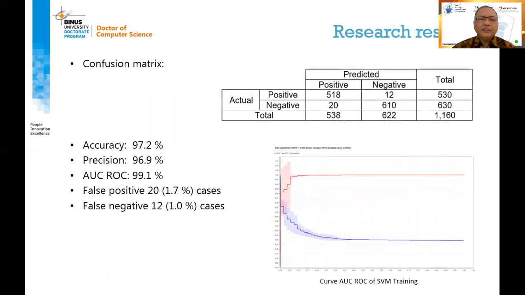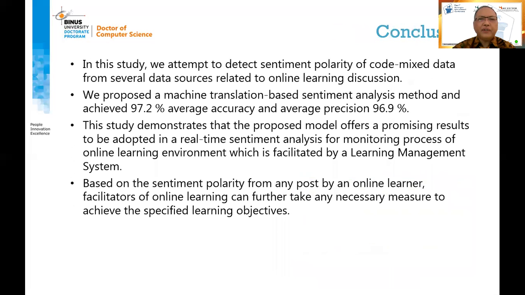So this is the result. The average accuracy from tenfold cross validation, we got 97.2%, precision 96.9%, and area under the curve of ROC is 99.1, and false positive is 1.7%, and false negative is 1%. Here in the slide, I also show the ROC curve of the SVM training.